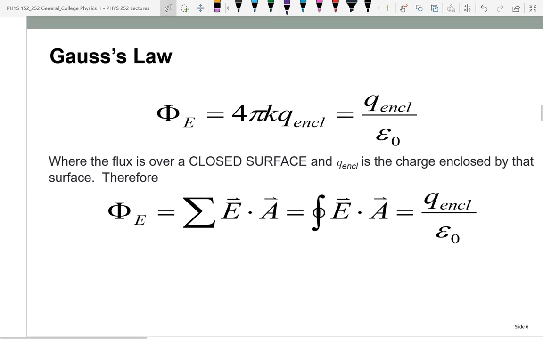Now, Gauss's law, now that you know how to calculate the flux, says that that flux is equal to the charge enclosed by the surface divided by epsilon 0, the permittivity of free space. So it's actually a real simple relationship between the charge enclosed and the electric flux. Now, when you use this equation, you are going to calculate the left side independently from the right side and then set them equal to each other to solve for the unknown.